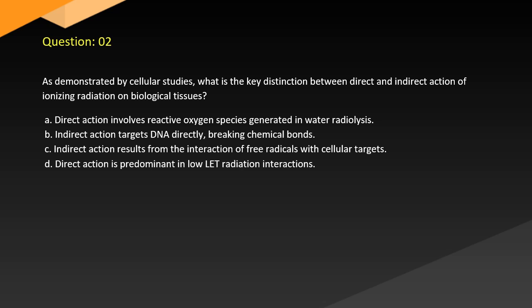Question 2. As demonstrated by cellular studies, what is the key distinction between direct and indirect action of ionizing radiation on biological tissues? A. Direct action involves reactive oxygen species generated in water radiolysis. B. Indirect action targets DNA directly, breaking chemical bonds. C. Indirect action results from the interaction of free radicals with cellular targets. D. Direct action is predominant in low-level radiation interactions.